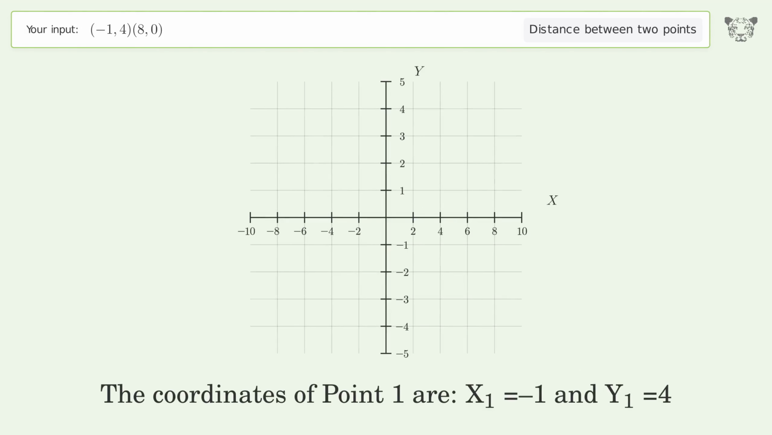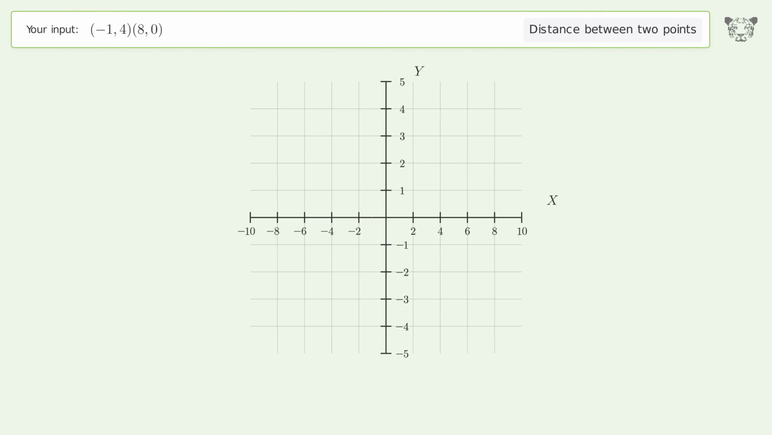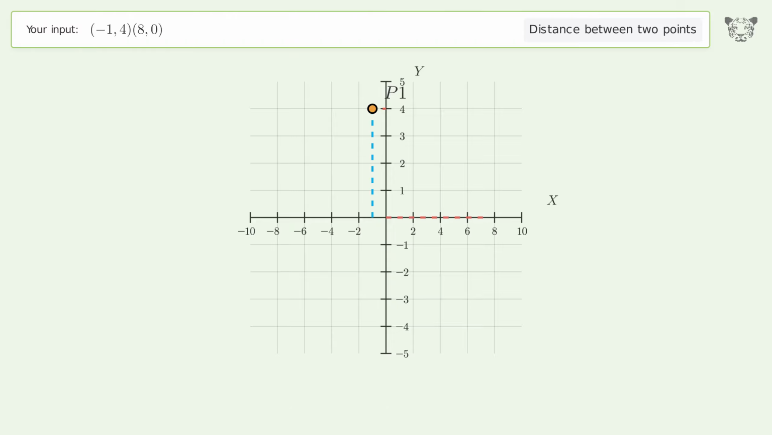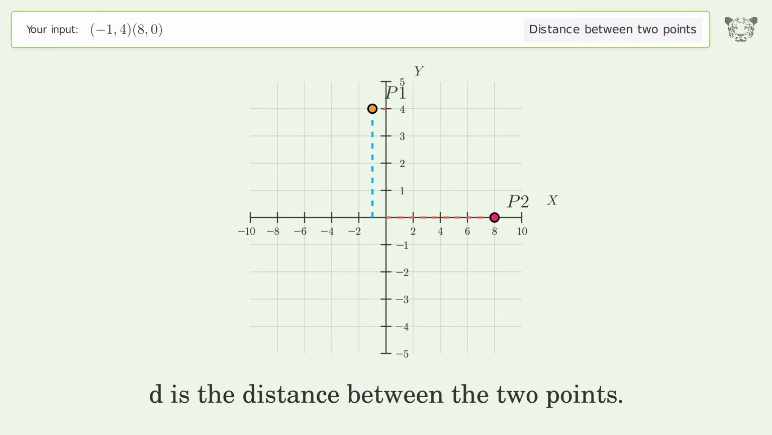The coordinates of point 1 are x1 equals -1 and y1 equals 4. The coordinates of point 2 are x2 equals 8 and y2 equals 0. D is the distance between the 2 points.